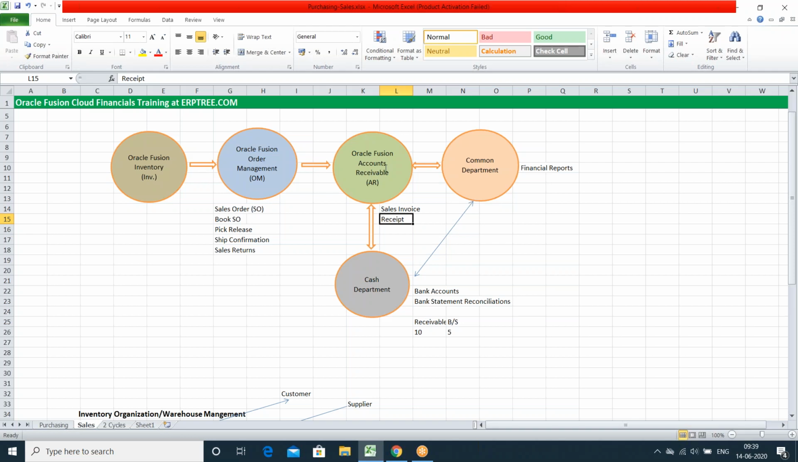And this receipt information, the receivables department should share with the cash department. The cash department should take the responsibility of maintaining the bank accounts and they perform the bank statement reconciliations. So to do those activities, we have an application called Oracle Fusion Cash Management. The same we discussed in the P2P also. So you can call it CM or CA.